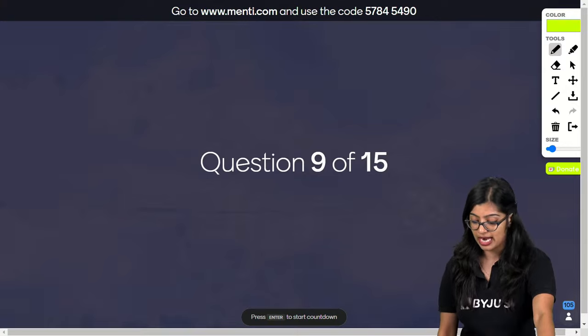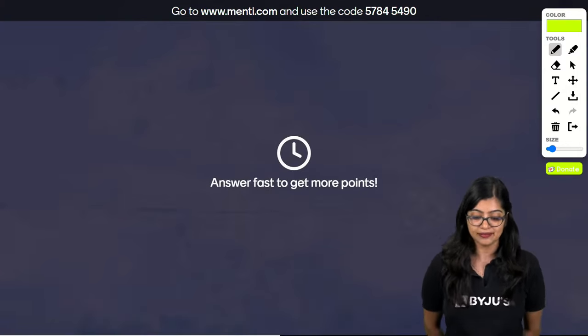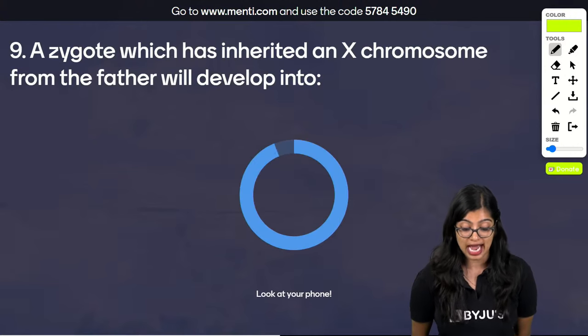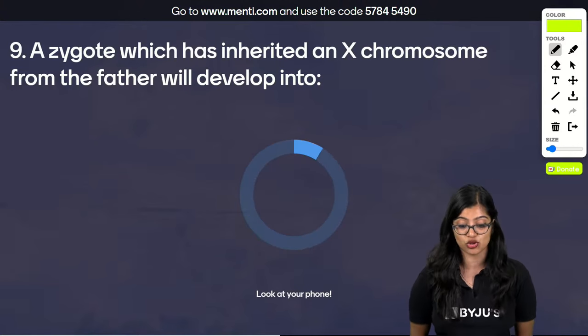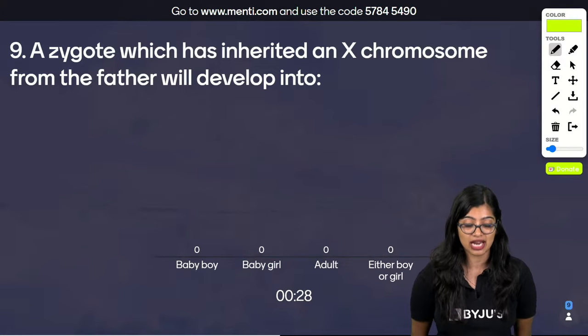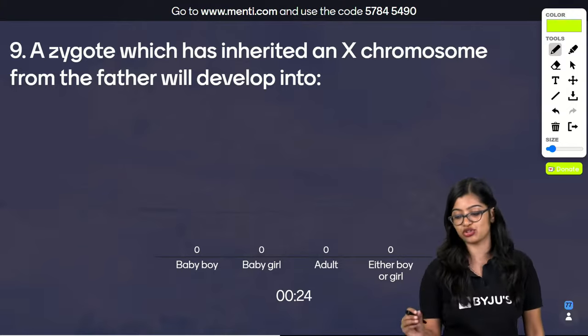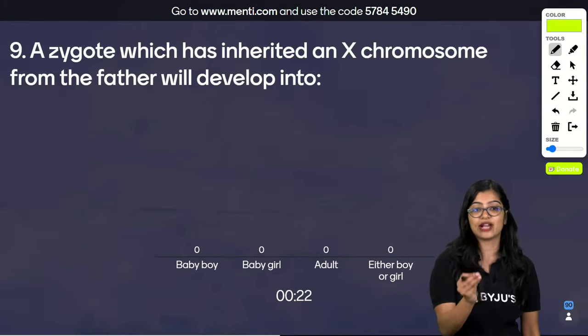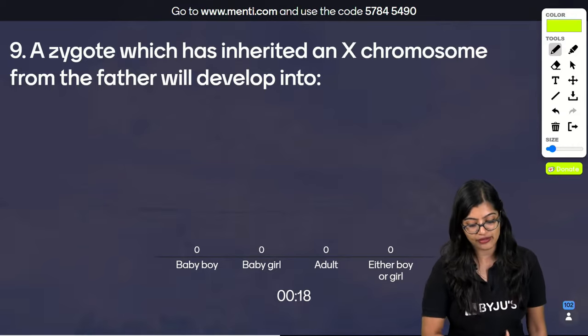Okay, question number 9, everyone. I wanted to do rapid fire, so let's go a little faster. Question number 9 on your screen. A zygote which has inherited X chromosome from the father will develop into what? Very, very easy question. The zygote has inherited X chromosome from the father.